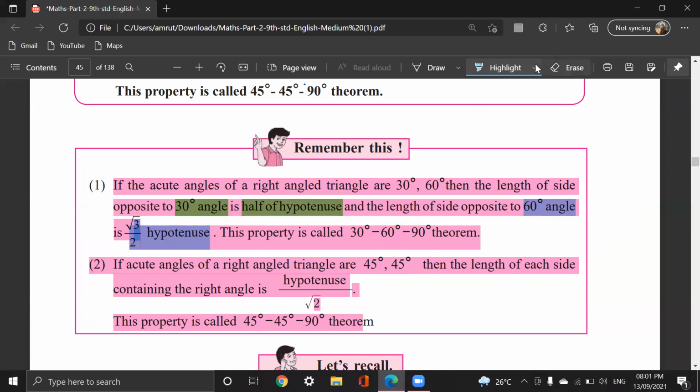And let us see for 45-degree what they have given. If the acute angles of a right angle triangle are 45-degree, 45-degree, then the length of each side which is opposite to 45-degree is 1/√2 of the hypotenuse. Okay, do not forget this formula. And this property is called the 45-degree, 45-degree, and 90-degree angle theorem. Okay.